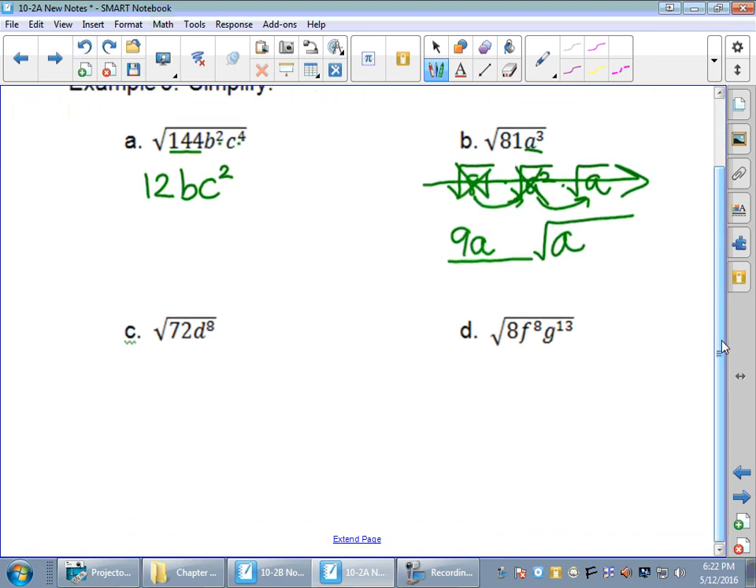So yeah, I have some awkward spaces, but it's okay. 9a times the square root of a. Or you could clean it up if that bothers you. And there you have it.